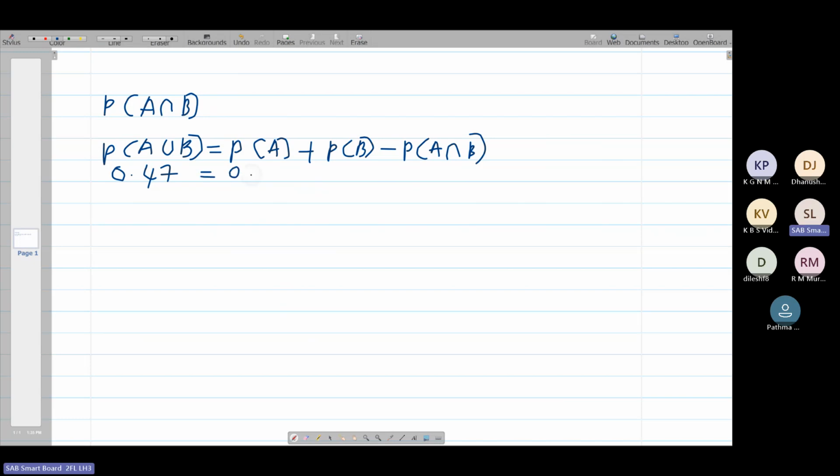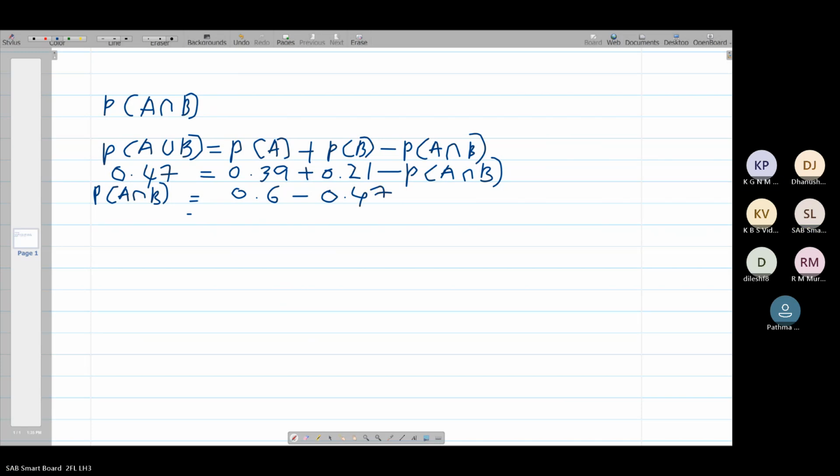Then here 0.39 plus 0.21. Okay, then we take the intersection here. Then how do we get the answer? 0.39 plus 0.21 is 0.6. Then we need to deduct 0.47. Intersection is 0.13.